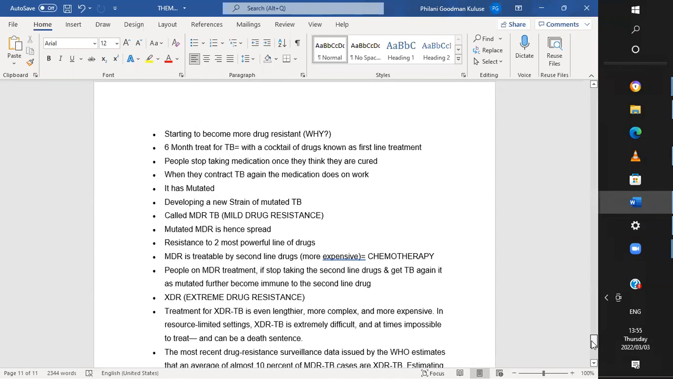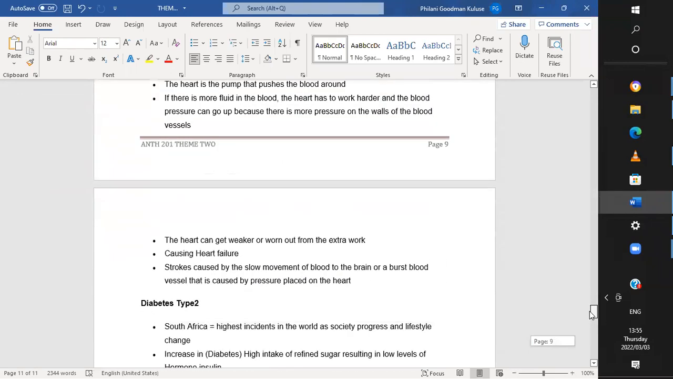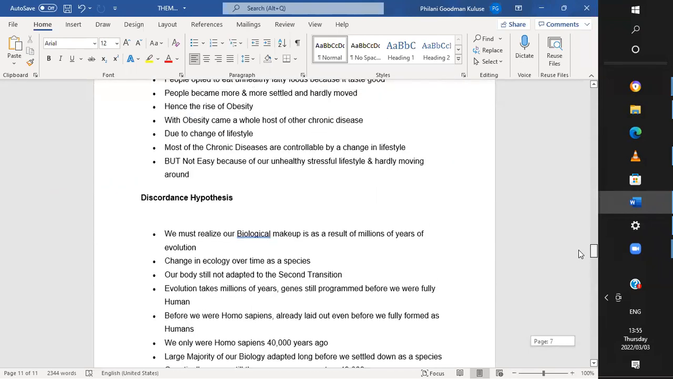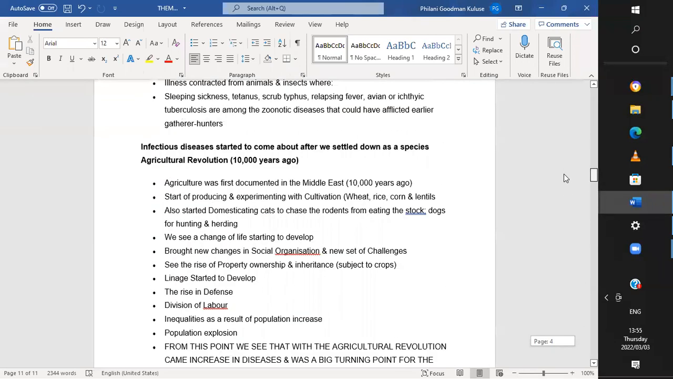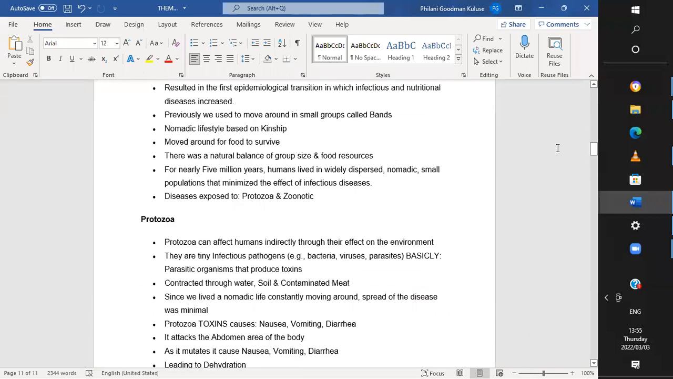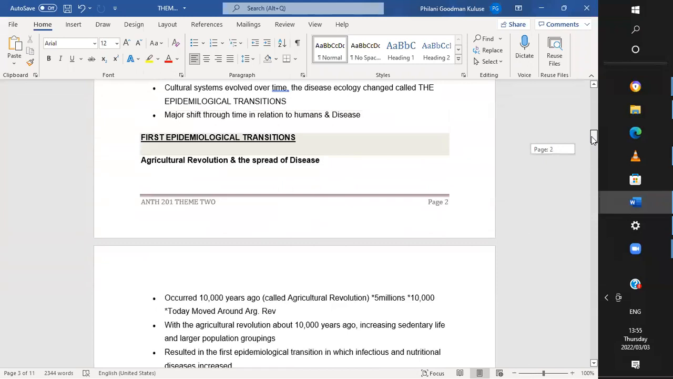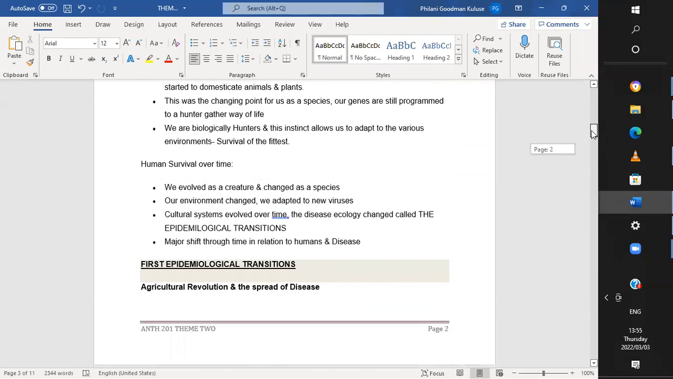So today we looked at the 3 epidemiological transitions, looking at how the evolution of humans has had an impact, or how it has influenced our culture, how we did things, how it has changed our environment, where we belong, and how it has transformed our biology, which is part of our genes. So just know that today was about the epidemiological transitions. Just know the first, the second, and the third epidemiological transition.